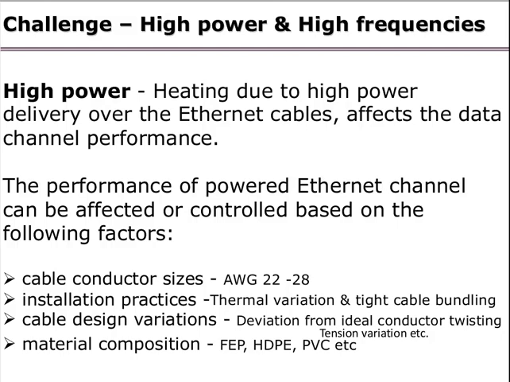For the past few years of our extensive study on the heating effect due to power transmission over balanced twisted pair cabling, we have observed that temperature rise due to the passage of high current in the cable affects the performance of the cable, as we will see in the subsequent slides. This effect depends on the conductor sizes, the installation practices, cable design variations, and material composition. If these factors can be controlled, however, the optimum performance of PoE channel can be achieved.